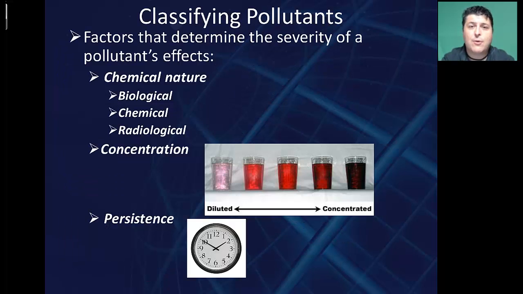Now, pollutants are going to impact living things in the environment in different ways depending upon several factors. One factor would be its chemical nature. Is it biological, chemical, or radiological? What's its level of toxicity? Another thing we would look at would be its concentration. Do we have a little bit of it in the environment compared to other items, or is it highly concentrated? Is there a lot of it in the environment in a particular area? And then lastly, its persistence. How long does it last?